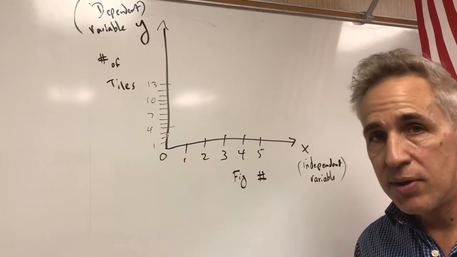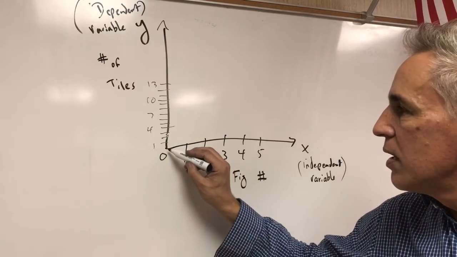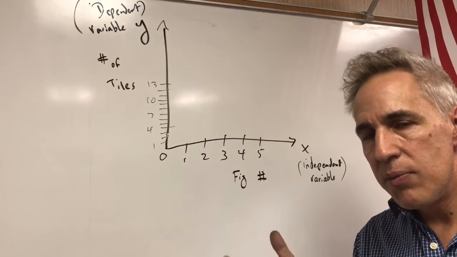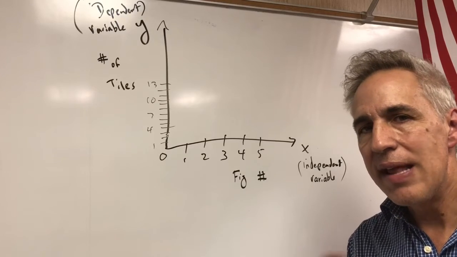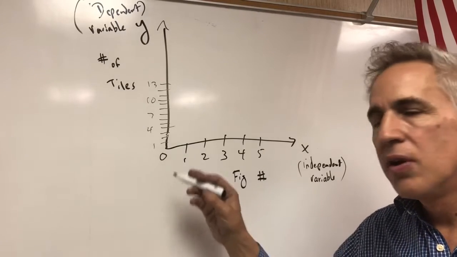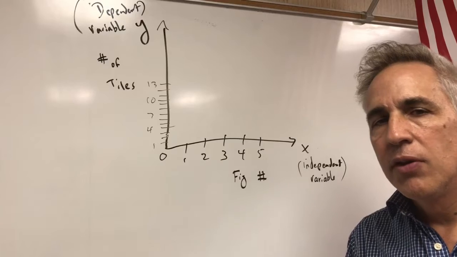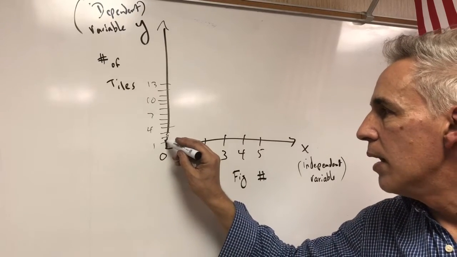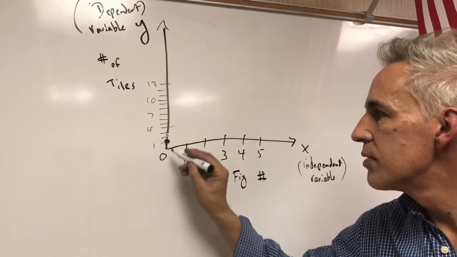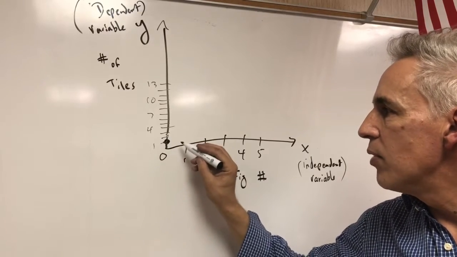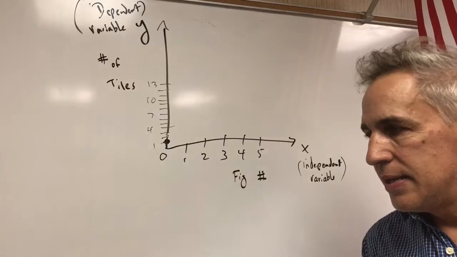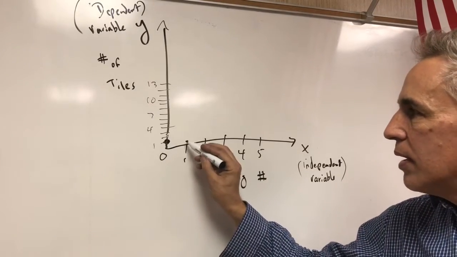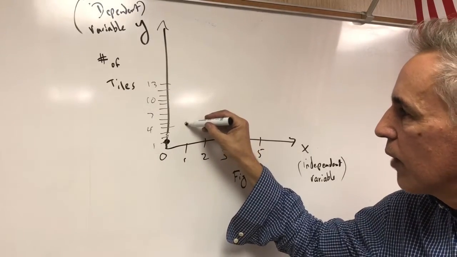And going back to our table, 0, 1 was the first one. When we plot a coordinate, we look at the right-left movement first, and the first point is 0, 1. So 0 indicates we're not moving right or left at all. We're simply going up 1. So our origin, or our figure number 0, is the point 0, 1. Then in the table we have 1, 4. So we go over 1 and up 4, and that's where we're going to graph the next point.